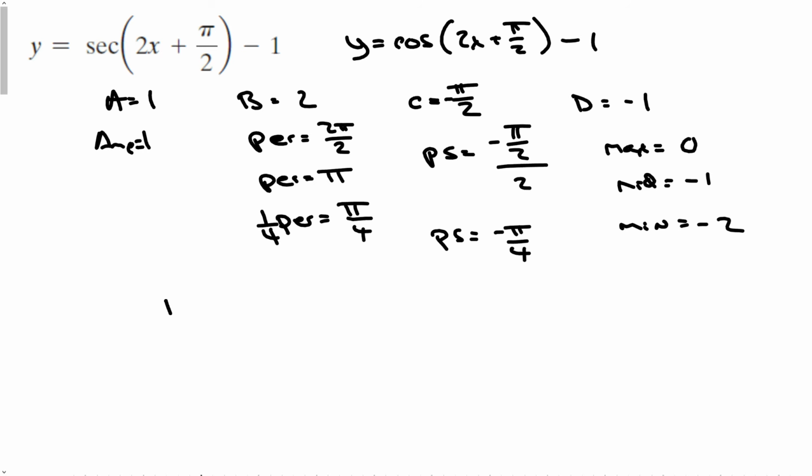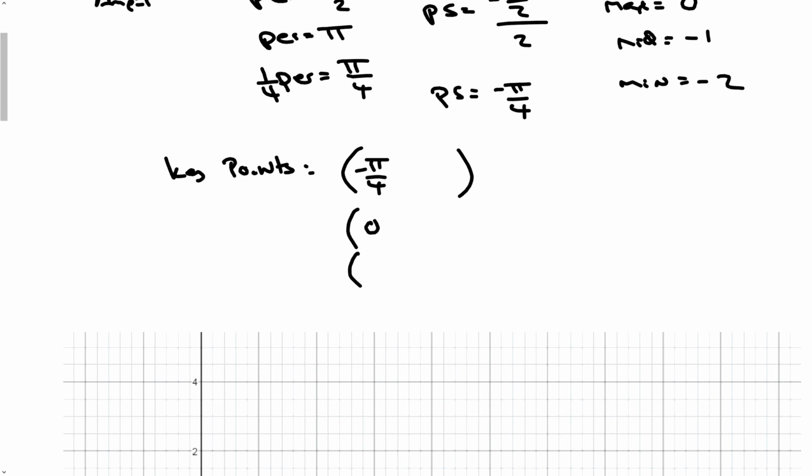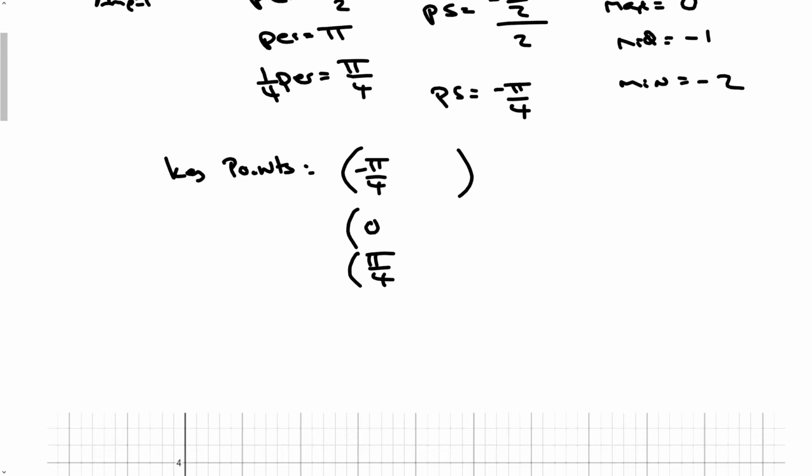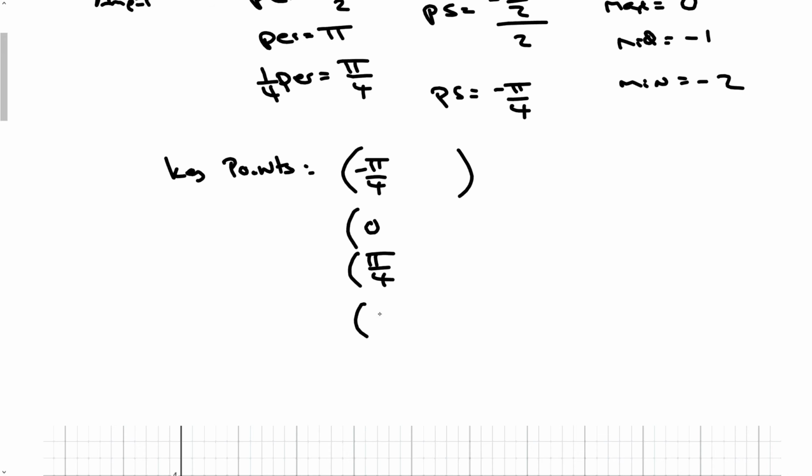Okay, key points, right? So remember, my cosine starts at the phase shift. So that's negative pi over 4. The next point is a quarter period later, which is 0. Then my next one is pi over 4, and we're going to need a little bit more room. And my next one is pi over 2, and finally 3 pi over 4. The distance from here to here should be pi, and it is. That's good.